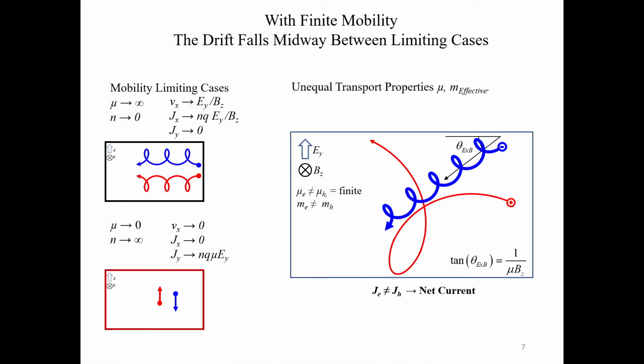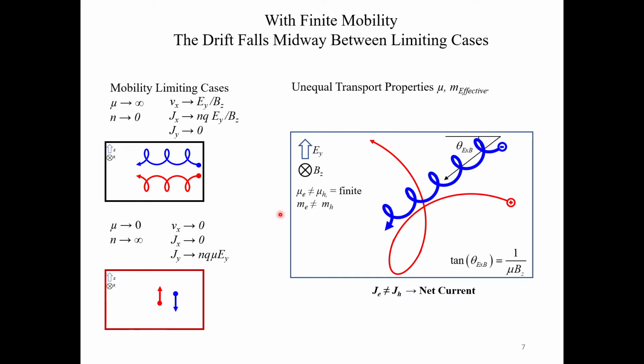In real semiconductors, electrons and holes have different transport properties. Their drifts fall midway between two limiting cases, shown on the left. Case 1 is infinite mobility, in which particles drift with velocity Vx perpendicularly to both fields. And case 2 is near zero mobility, in which particles drift down their potential energy gradient.